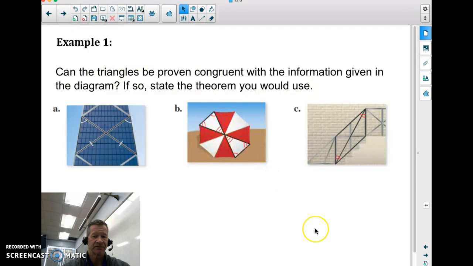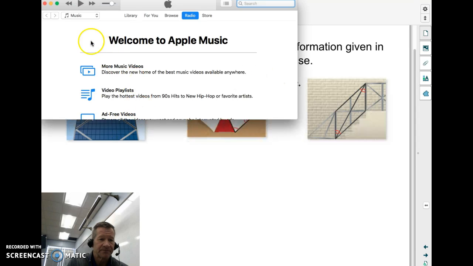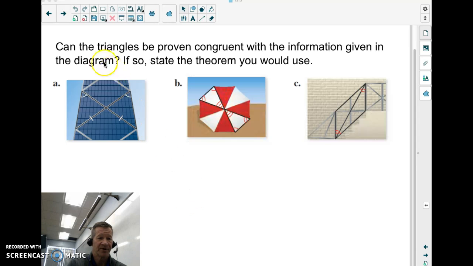So looking at these three pictures in example 1, can these triangles be proven congruent with the information given in the diagram? If so, state the theorem you would use. So you look here, oh, and that should open. Let me pause. Okay, not sure how that happened, but anyway, can the triangles be proven congruent?